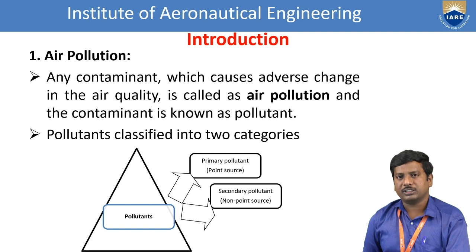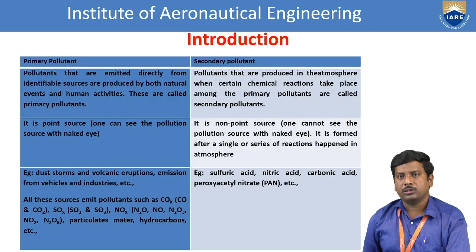Now let us see the differences between primary pollutants and secondary pollutants with respect to examples. Pollutants that are emitted directly from identifiable sources, produced by both natural events and human activities, are primary pollutants. Whereas pollutants that are produced in the atmosphere when certain chemical reactions take place among the primary pollutants are secondary pollutants. That means the production of secondary pollutants involves the primary pollutants.